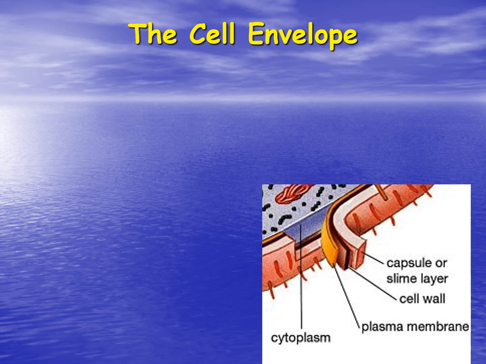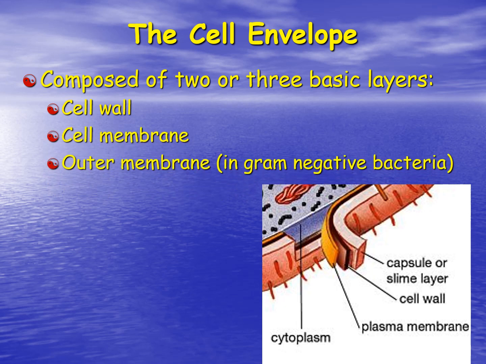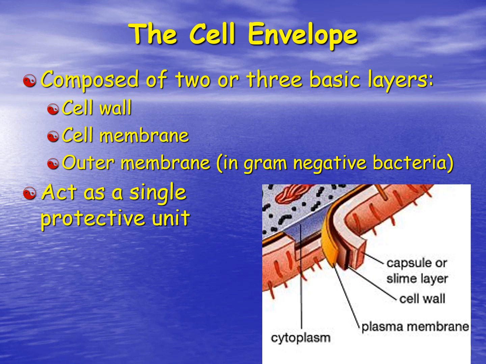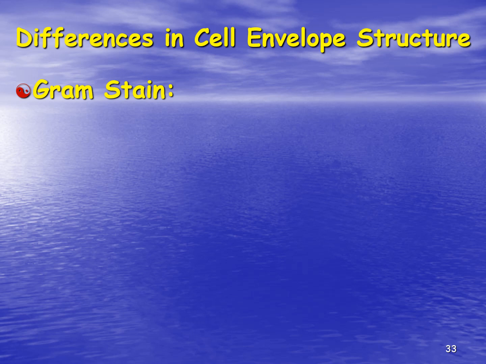All right, so now that we've talked about the external structures of the bacteria, let's talk about the actual wall of the bacteria. So something that we sometimes refer to as the cell envelope that is composed of 2 or 3 basic layers. One, the cell wall, the cell membrane, and then the outer membrane that's found in gram-negative bacteria. These act as a single protective unit. Now, there's a difference between the cell wall in the gram-negative and gram-positive cells.